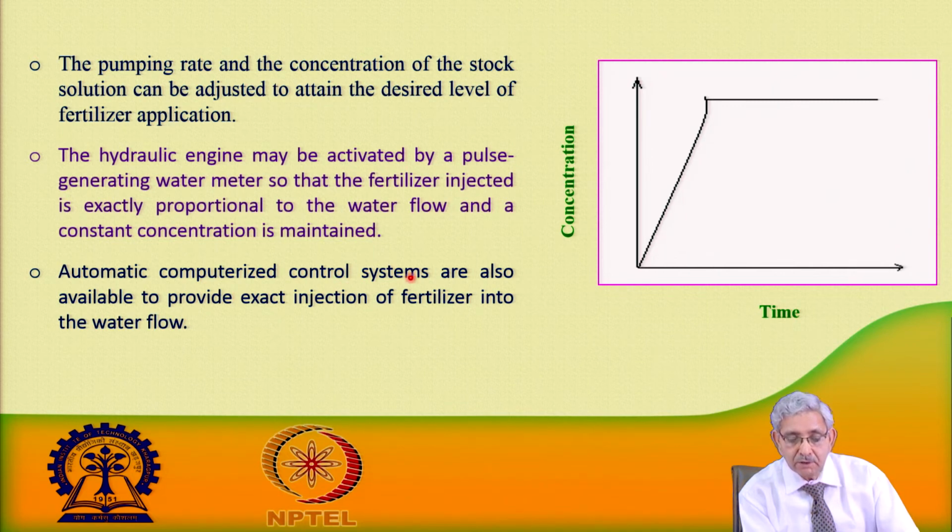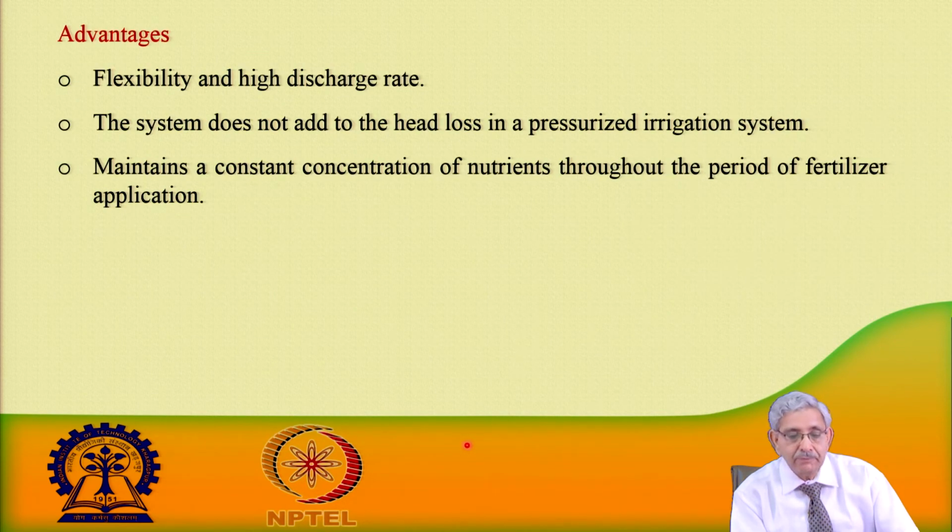Automatic computerized control systems are also available to provide an exact rate of injection into the water flow. And what we see here is that after a certain time, when we are introducing water, the water is getting into the system, into the tank, and then it is reaching a constant rate of concentration, which is maintained. So, this is the advantage of using pumps to inject fertilizer along with irrigation water.